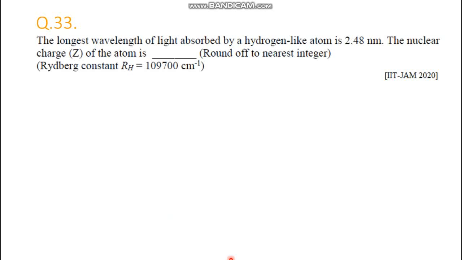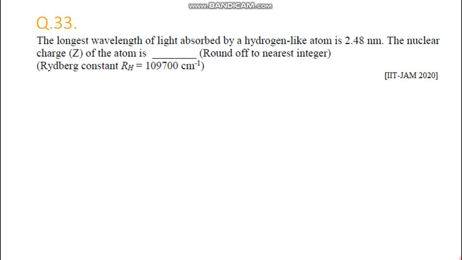So the first question: the longest wavelength of light absorbed by a hydrogen-like atom is 2.48 nanometer. The nuclear charge of the atom is what? You have to find out the nuclear charge, given the Rydberg constant as 1,09,700 centimeter inverse. So this came in IIT-JAM 2020.